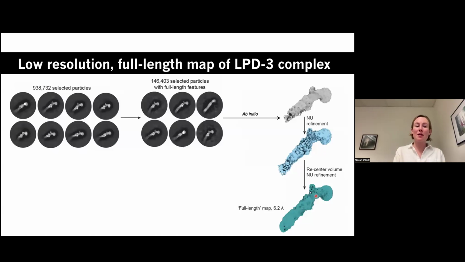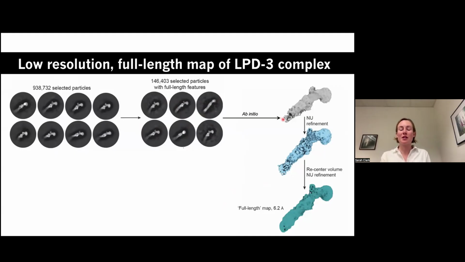We got to this map by, well, we tried lots of things. First of all, we tried signal subtraction, we tried local refinement using a variety of different masks, and none of those approaches worked. What did end up working the best for us was we used 2D classification to select the particles that had the best full-length features. So they had the best features of this C-terminal half here.